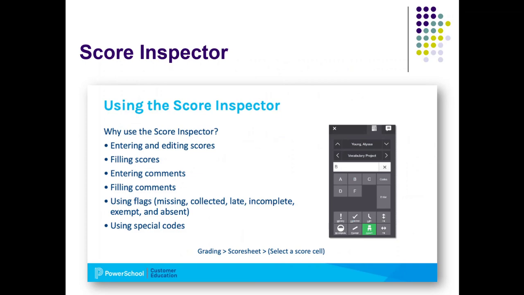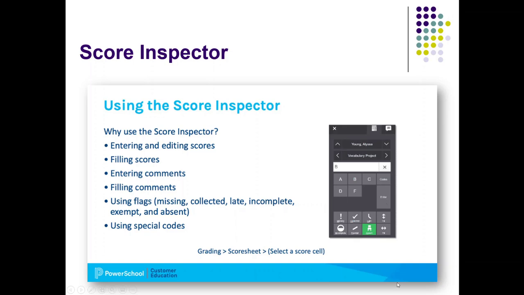So when you use the score inspector, it's going to pop up a separate window when you click into a cell for entering a grade or scoring an assignment. And you use the score inspector for entering and editing scores. Filling scores, as you can see, the filling can go vertical or horizontal. Also for comments, there will be a comment bank as well that's available to you.